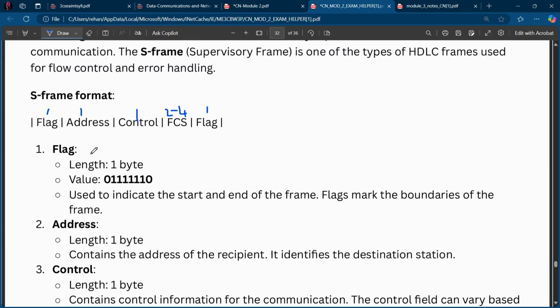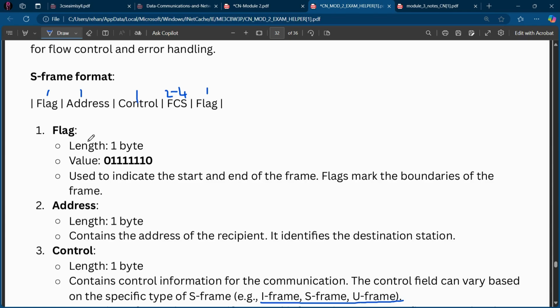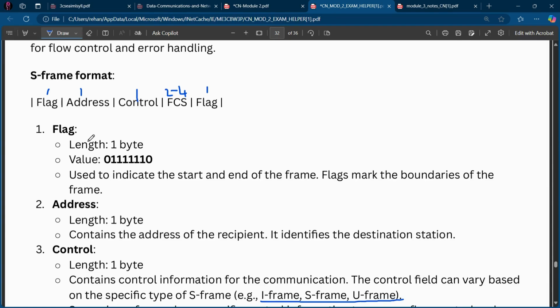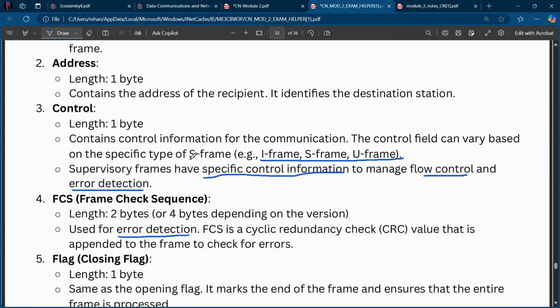See: flag, address, control, FCS, and flag. These numbers are the number of bytes, so you can simply mention it in the explanation of each field. Flag is nothing but the starting and ending boundaries of the frame. The address contains the destination address where the frame has to go. Control manages flow control and error control by specific control information.